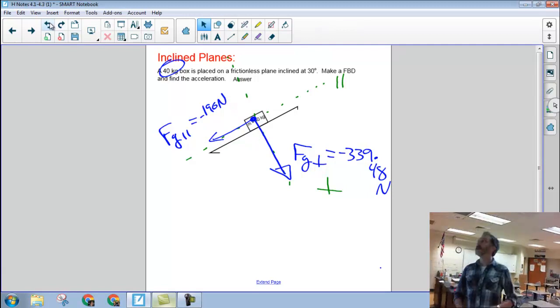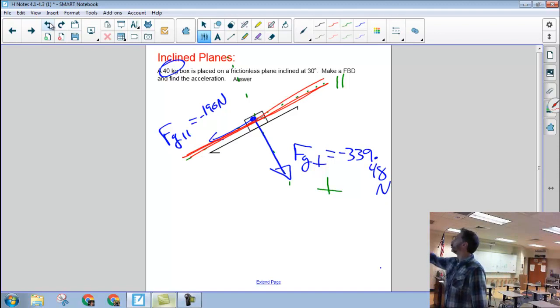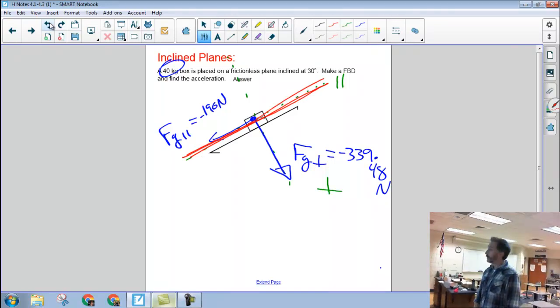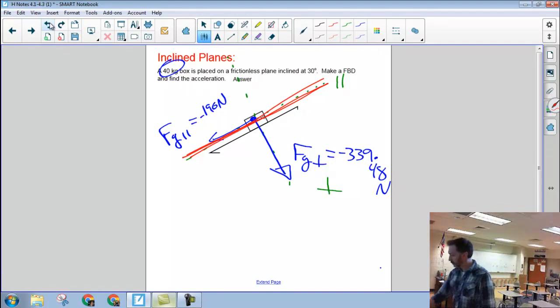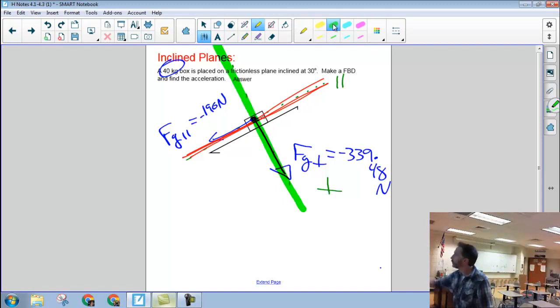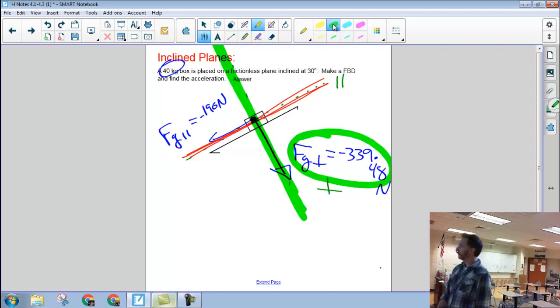Now, next order of business. If the block moves, it's going to move along this parallel axis. The motion is going to be along that red line. And there's going to be no motion along this perpendicular axis. There's no motion along there. So the idea is this perpendicular component of gravity is pulling the block down into the ramp. But for some reason, the block doesn't move down into the ramp.